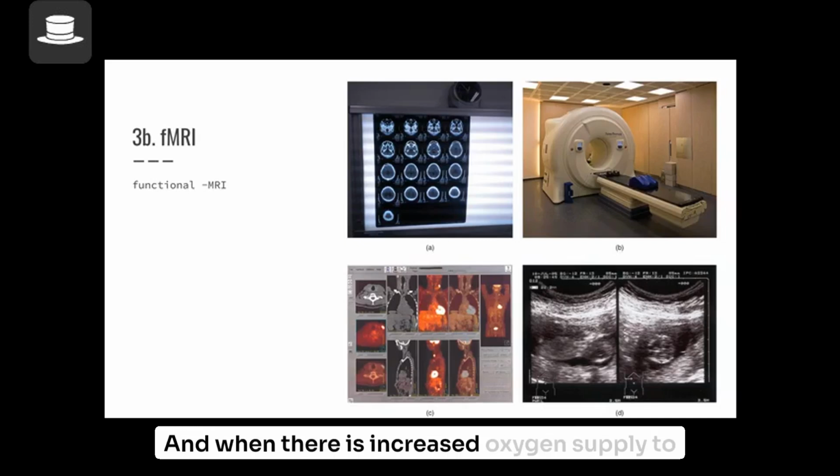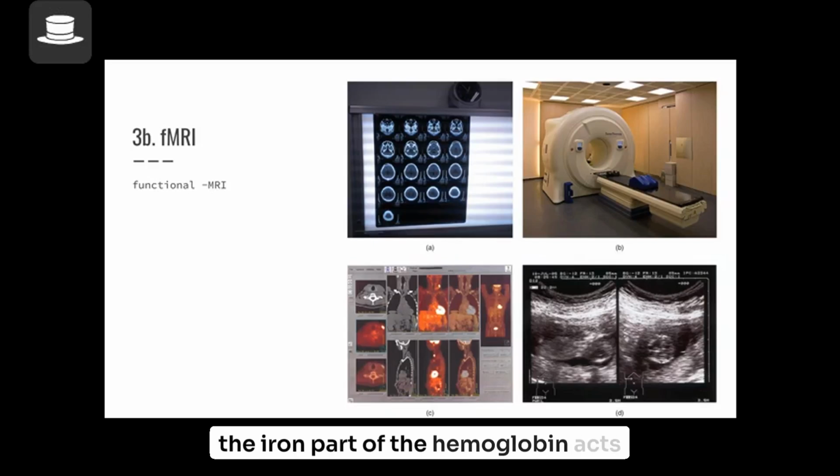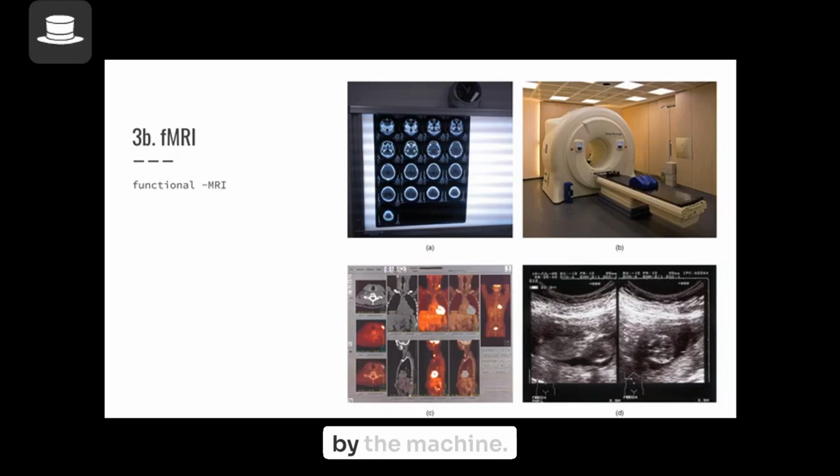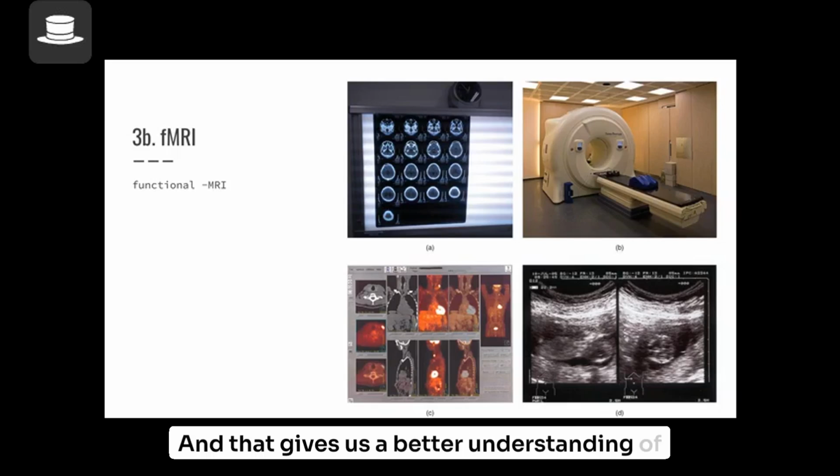And when there is increased oxygen supply to the brain, the RBCs carrying oxygen have hemoglobin in them, and the heme part, the iron part of the hemoglobin, acts differently. It has different magnetic properties when it is carrying oxygen versus when it's not carrying oxygen. And this difference in signals that the blood sends, called BOLD signals, is what is captured by the machine. That gives us a better understanding of which are the most active parts at any given point of a task, and we can figure out the brain parts involved in specific tasks.